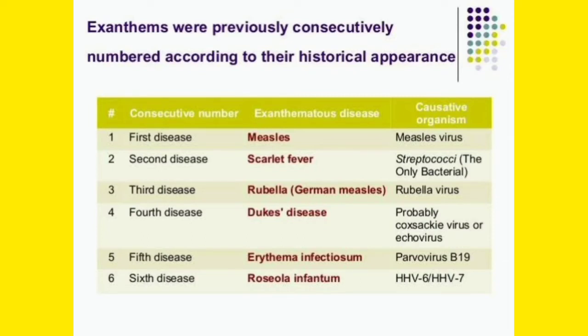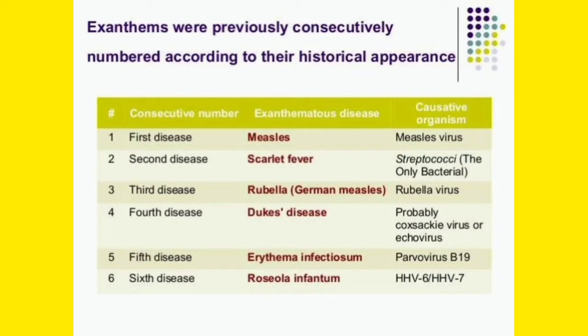Next is the rubella. Rubella, also known as German measles, is caused by rubella virus. So measles virus, rubella virus. The middle one, that is scarlet fever. The scarlet fever is caused by Streptococcus pyogenes.